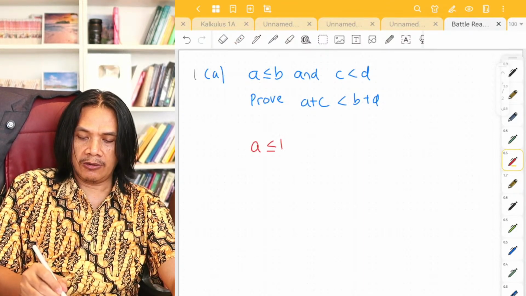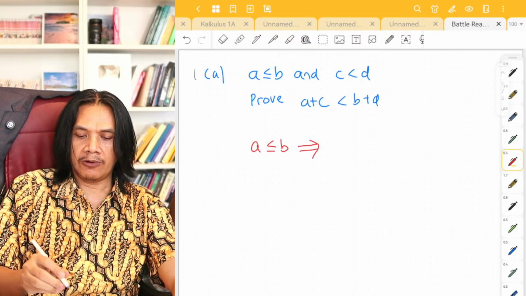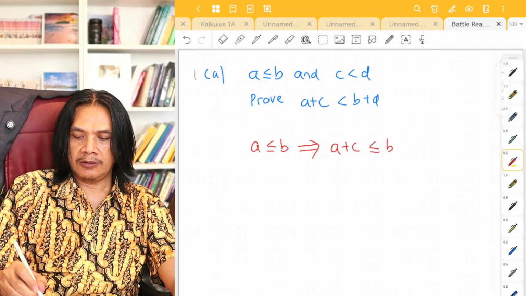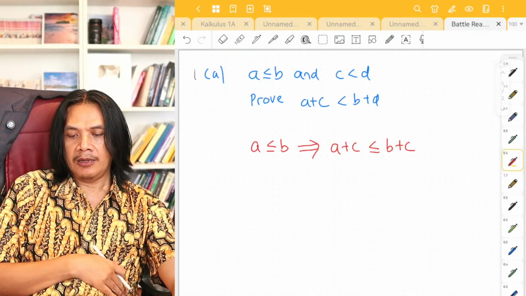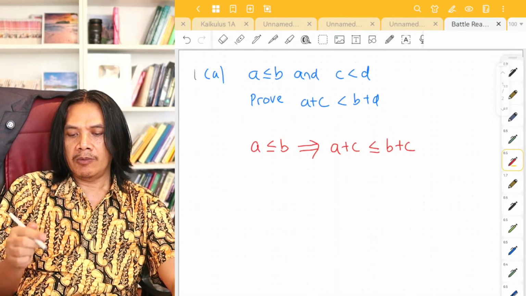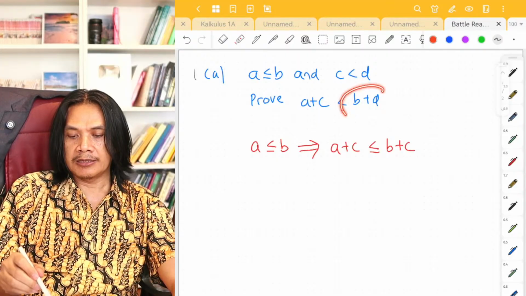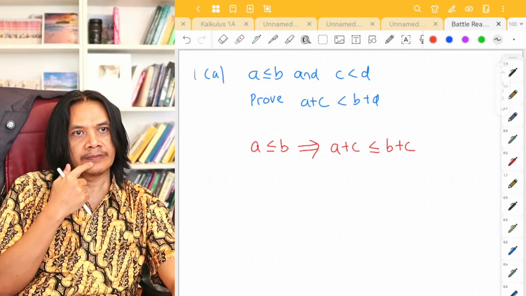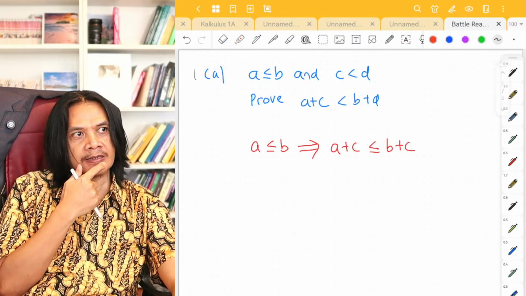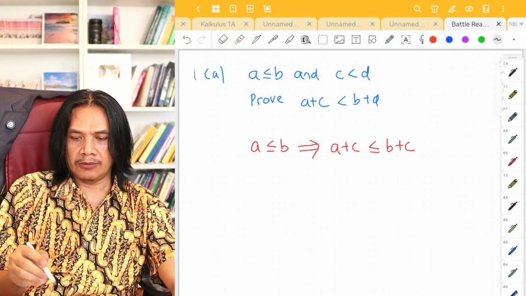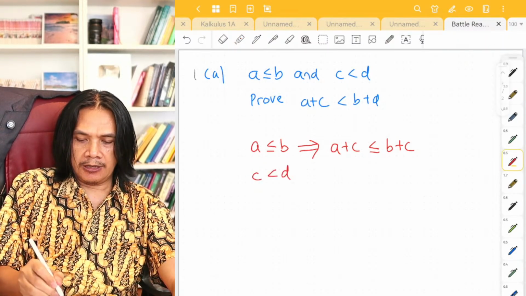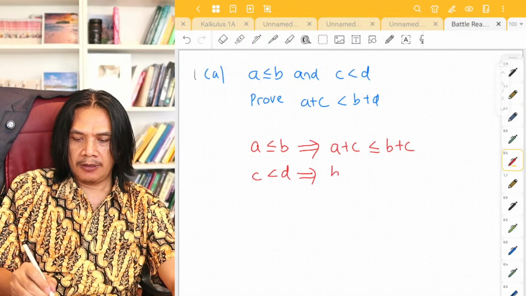Okay, let's try. According to that axiom of order, A plus C is less than or equal to B plus C. But at the same time we want to have something like B plus D, right? So how can we get that kind of expression? You can add B to the other inequality. Yes, because C is less than or equal to D, this implies that B plus C is less than or equal to B plus D.